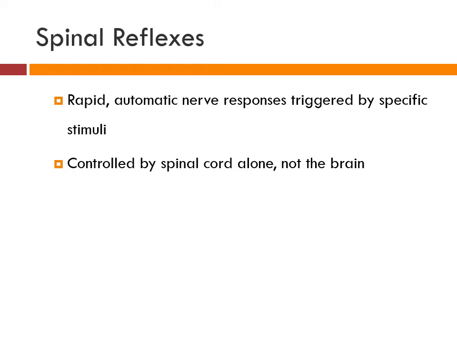Reflexes are rapid automatic nerve responses triggered by specific stimuli. We're going to talk about a few different reflexes. Spinal reflexes are controlled by the spinal cord, not by the brain. So information will eventually be sent to your brain so that you can process what happened. But if you put your hand on a hot stove, you're going to pull it away from that stove before you're ever aware that it actually is hurting. And that is because the reflex is mediated at the spinal cord level.